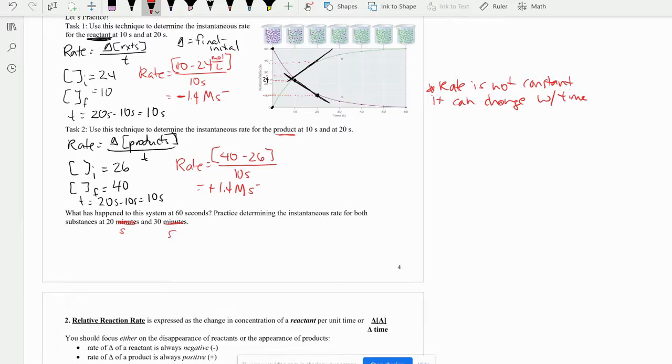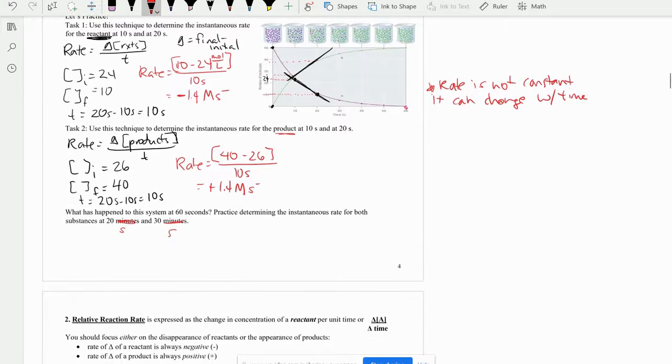Because what you start to notice is after the 60 seconds, when you get here to the right-hand side of the graph, notice this curve kind of flattens out, and it's asking why, and that's because the reaction comes to completion, okay? So that's your instantaneous rate.